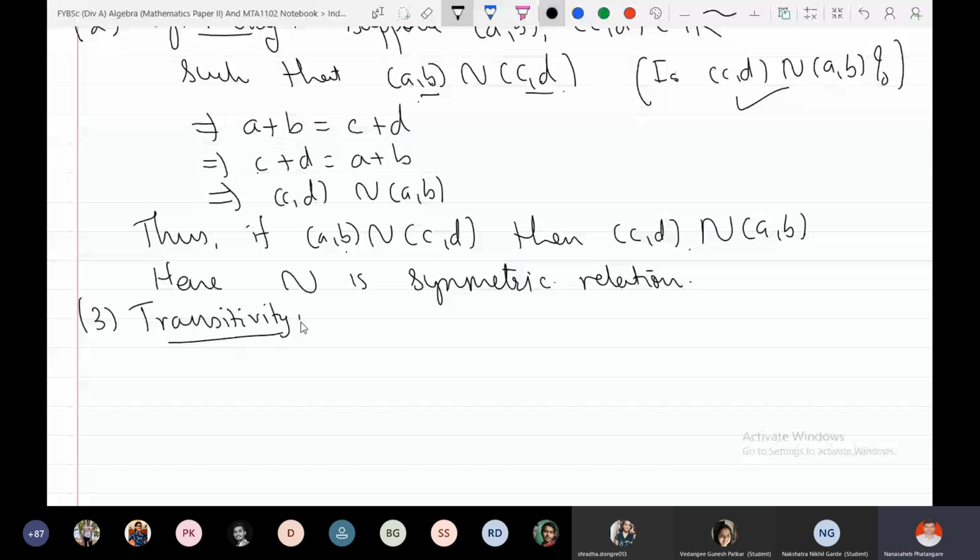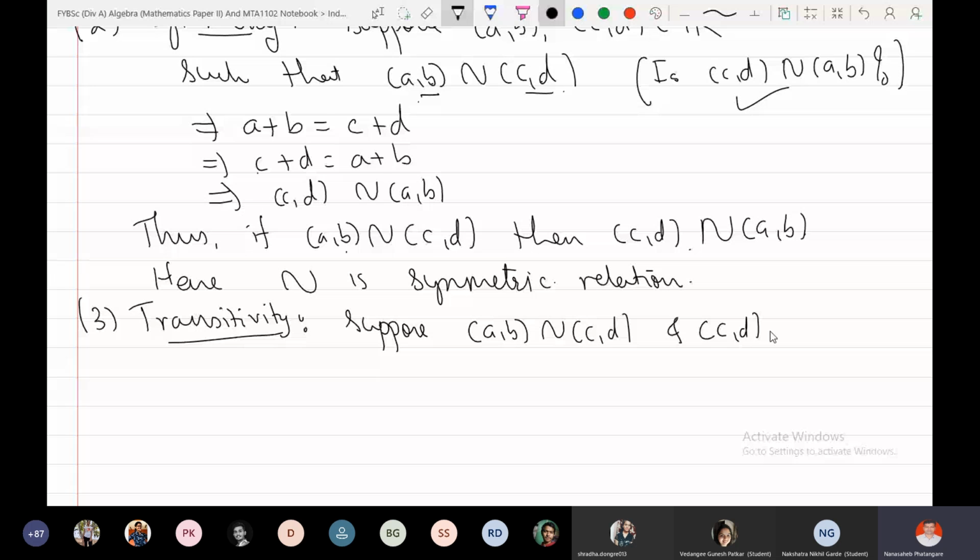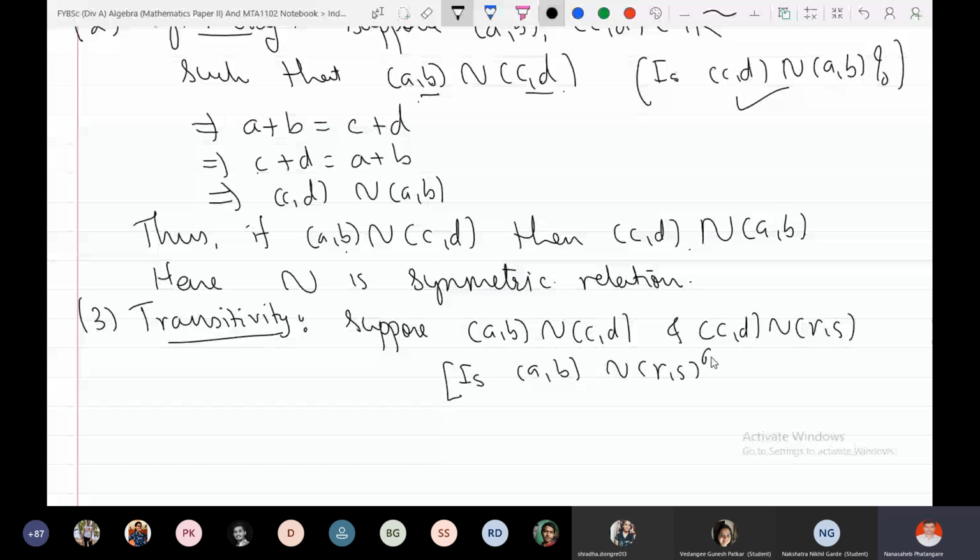Now I am going to check its transitivity. So how do I check the transitivity? Suppose (a, b) is related to (c, d), and (c, d) is related to (r, s). Then the question in my mind is: is (a, b) related to (r, s)? If this happens to be true in any such situation, then I can declare that my relation is transitive.